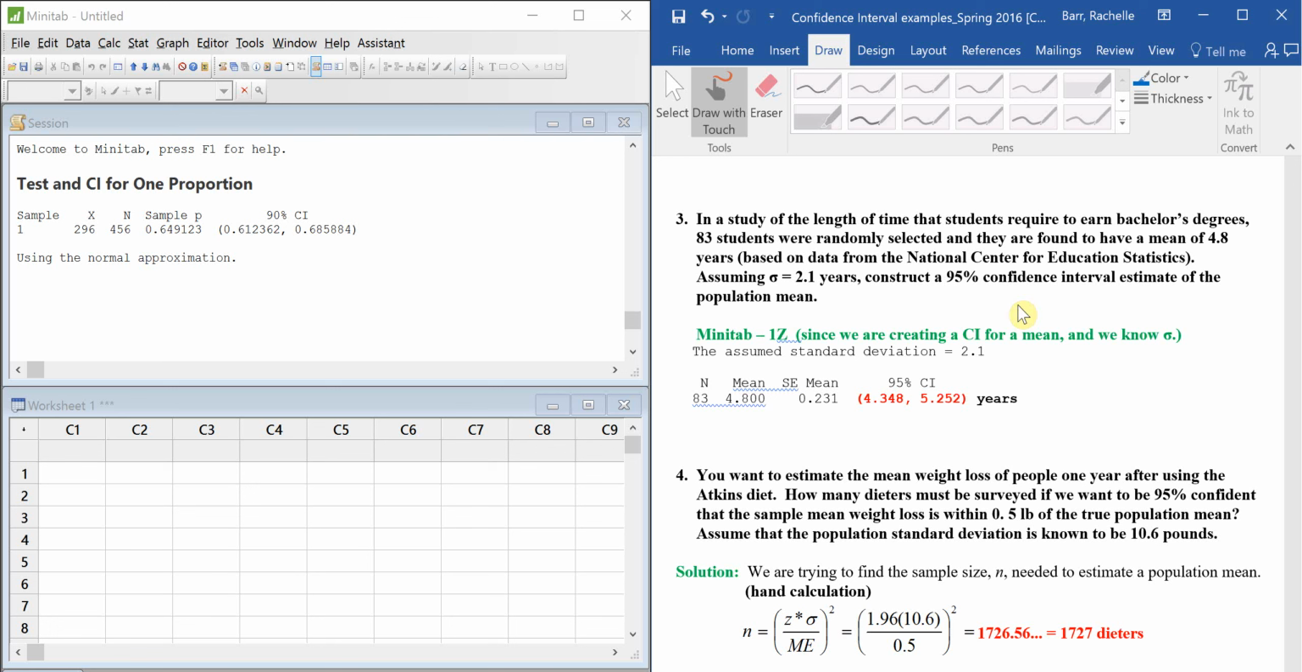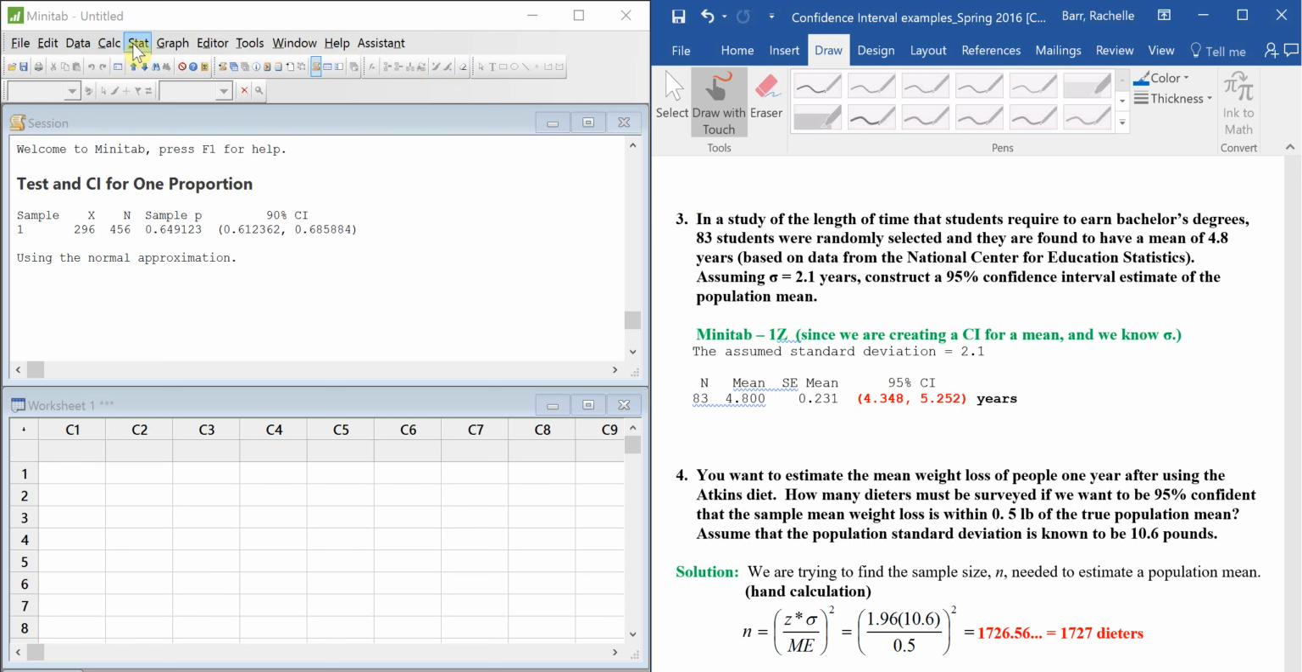We're given that the population standard deviation is 2.1 years. We're going to construct a 95% confidence interval for the population mean. Now, big thing: since we know the population standard deviation, we can actually use a z-test instead of a t-test for this, regardless of sample size. Even though this sample size is pretty large, so we probably could use a z anyway. Let's go ahead and open up Minitab and do this confidence interval.